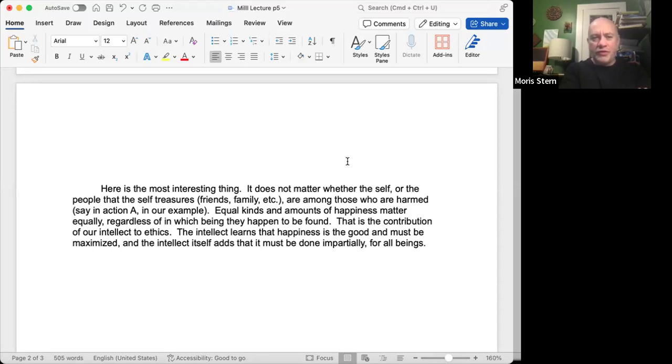That is the contribution of our intellect to ethics. The intellect learns that happiness is the good and must be maximized. And the intellect itself adds that it must be done impartially for all beings, since no one being's happiness or suffering is more important than that of another, provided that they undergo the same kind and quantity of suffering or happiness.